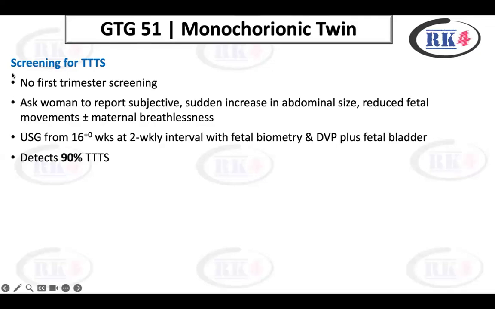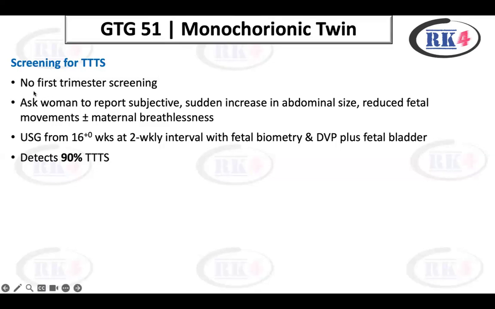This is an interesting recommendation which is added. They say to ask the woman to report a subjective sudden increase in abdominal size, reduced fetal movements, or maternal breathlessness, because that is going to give you an idea that some complication is happening. So you can ask the mother to keep this record also, because you are screening for TTTS. And the same thing, ultrasound from 16 weeks at two-weekly intervals with fetal biometry and deepest vertical pool plus fetal bladder; we said that we have to look into these things.